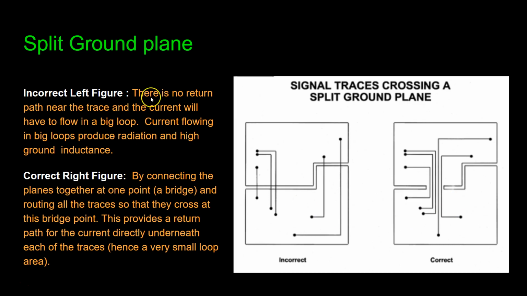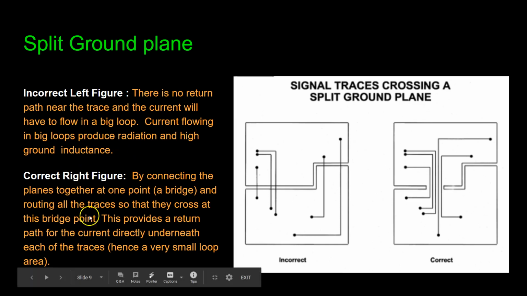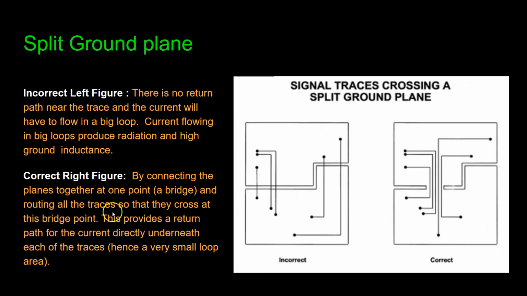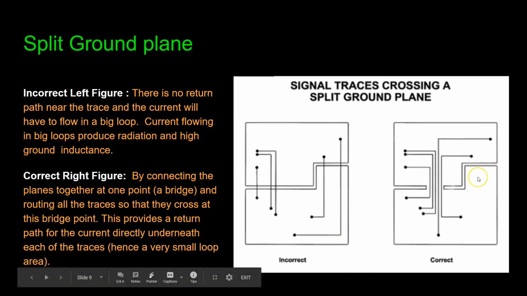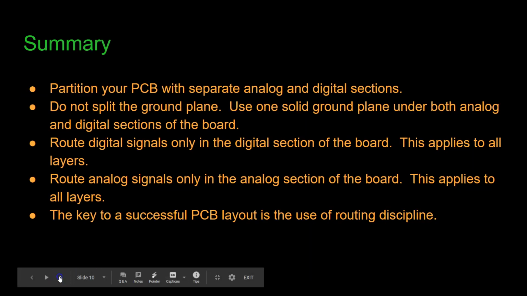So here it says the same thing. There is no return path near the trace, and the current will have to flow in a big loop. Current flowing in a big loop produces radiation and ground inductance. And here, by connecting the planes together at one point, bridges, and routing all the traces so that they cross at this bridge point, this type of design provides a return path for the current directly underneath each of the traces. Now moving on to the next slide.